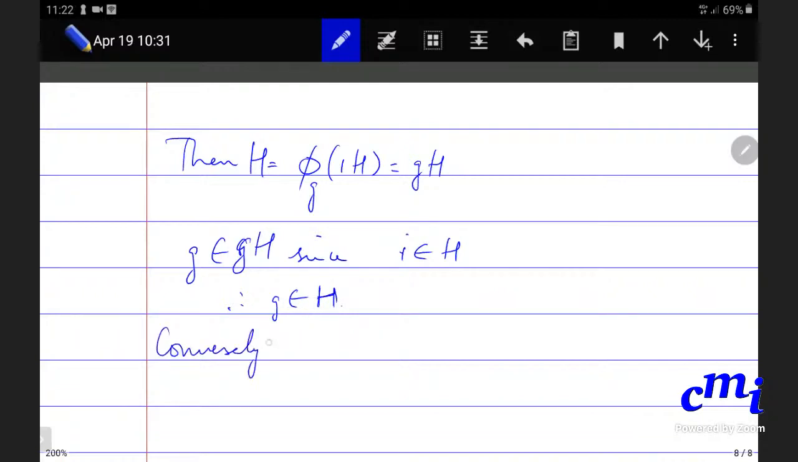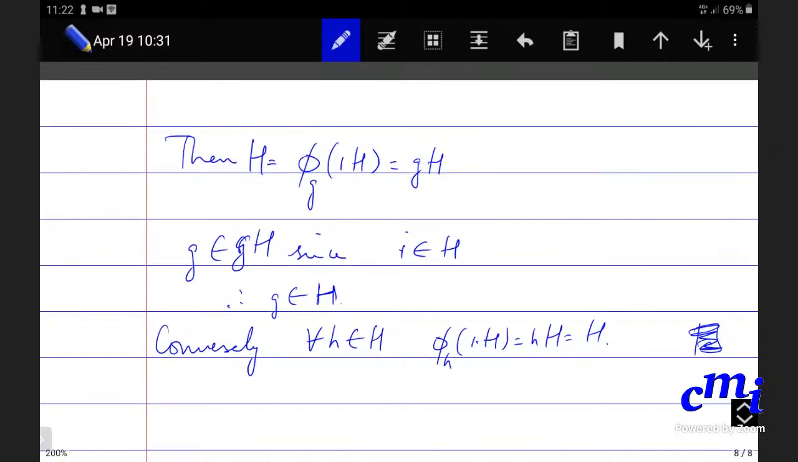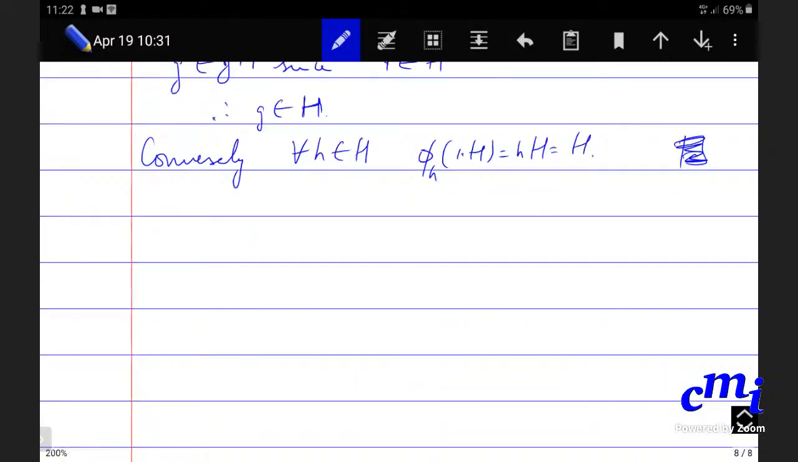Conversely, for all h inside H, phi h of 1 times H is h times H, which is H. We are proving that two sets are equal, and we prove the two inclusions. So now we come to one of the key results about these group actions.